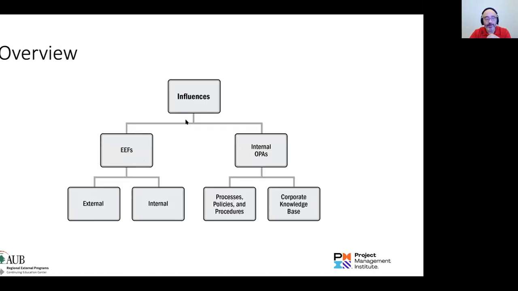So influences are either enterprise environmental factors or organizational process assets. The EFs are external and internal. The OPAs are only internal, and they are split into two categories: policies and procedures, or historical information.